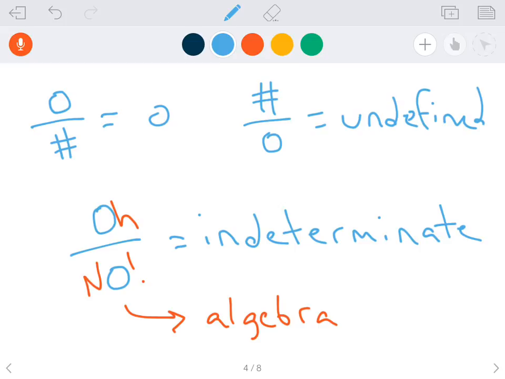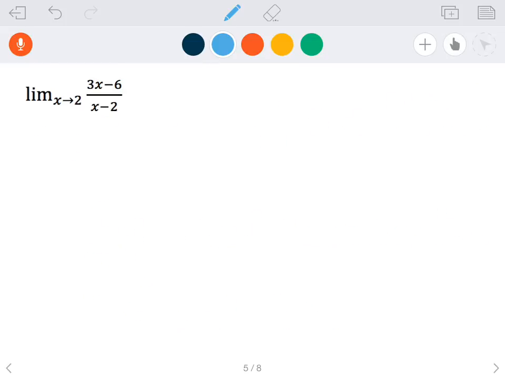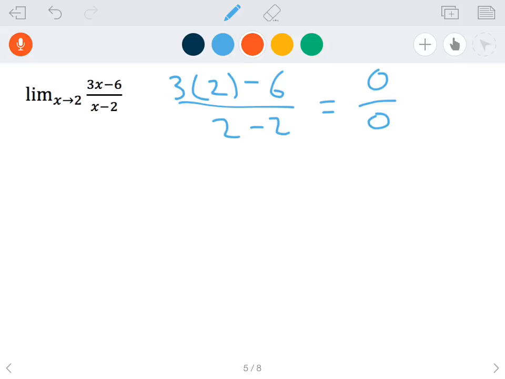Okay? So let's take a look at an example. The limit as x approaches 2 of 3x minus 6 over x minus 2. If I plug in 2, I tell you that's the first thing to try. If I plug in 2, it's not just that I get 0 on the denominator, I also get 0 on top. And that's when you think, oh no, and do some algebra. You have some options for the algebra that you can try.